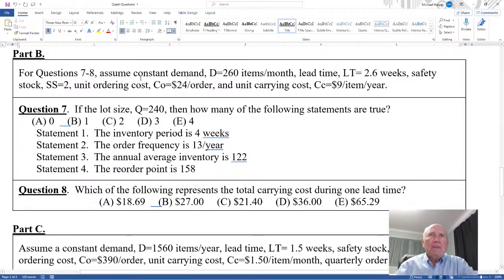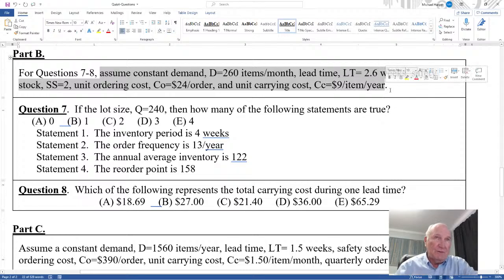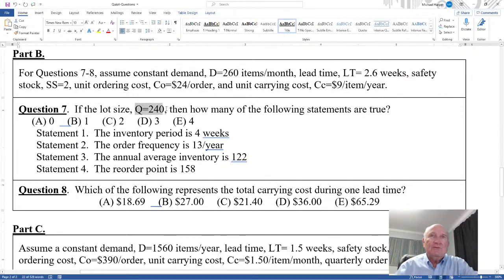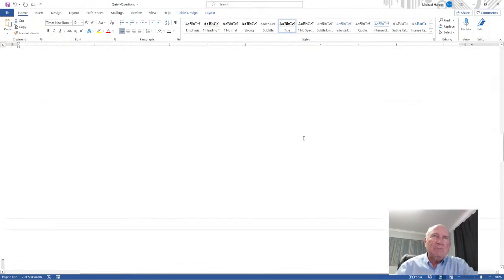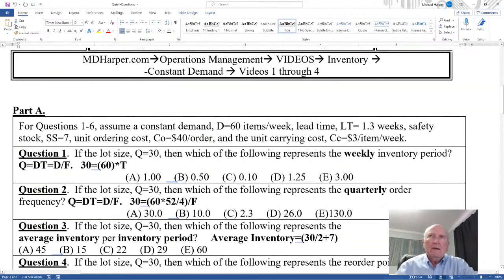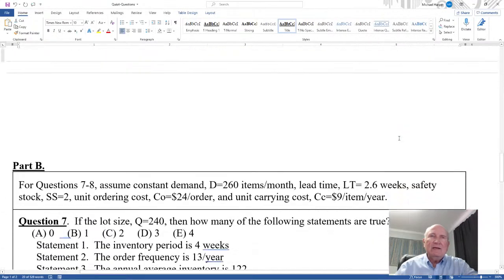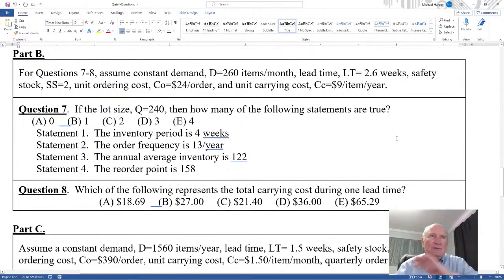Okay, 7 and 8. Assume a constant demand. Okay, our demand shifts to months. Lead time is in weeks. Safety stock ordering cost is per order. Carrying cost is items per year. If the lot size is 240, then how many of the following statements are true? Now, what I was thinking here is that in part A, the demand's in weeks, the lead time's in weeks, the carrying cost, everything is in weeks, okay? But down here, I'm easing into the transformation, the conversion of the different time units, okay?